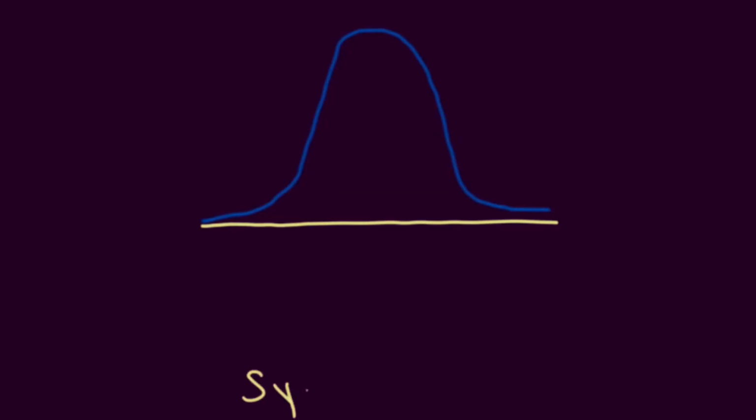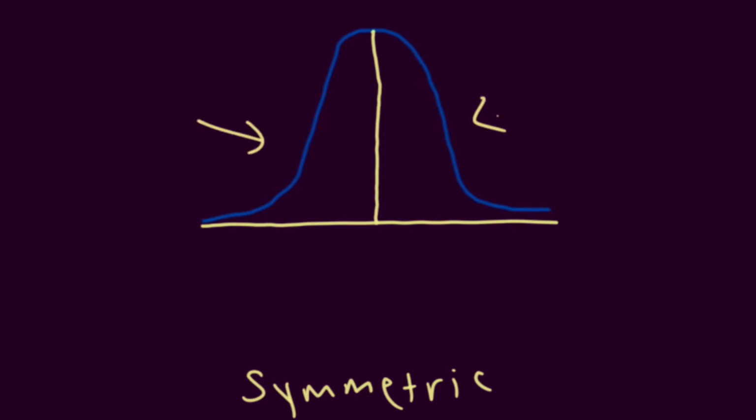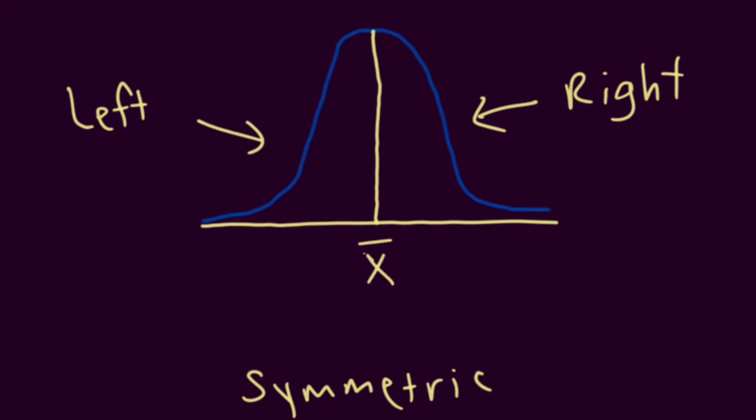This is a symmetric distribution. Now, why is this called a symmetric distribution? If you draw a line, the left side and the right side are basically identical, then they are symmetrical. And right at the middle, that is the mean. And the mean at the same time represents the median, right?